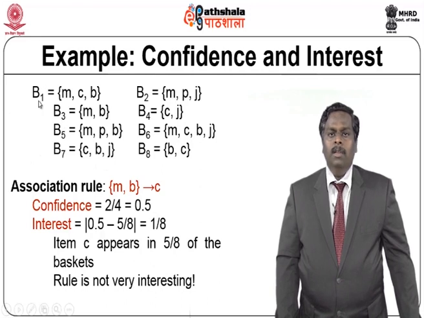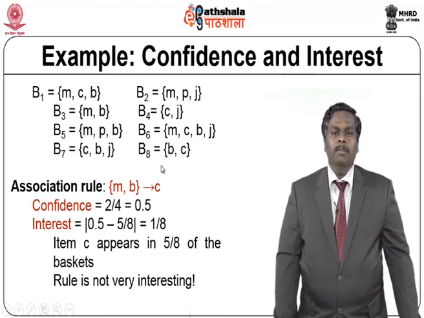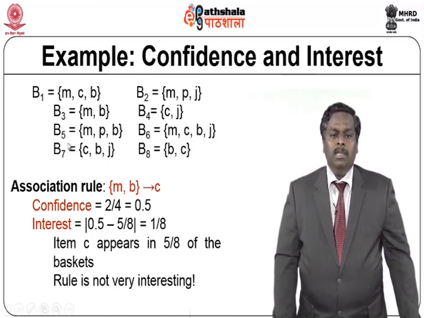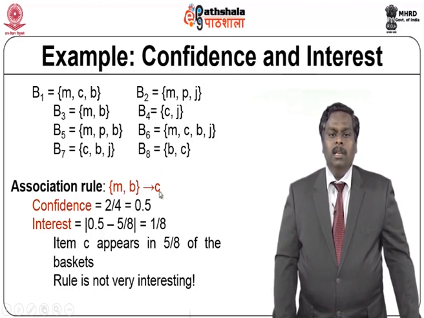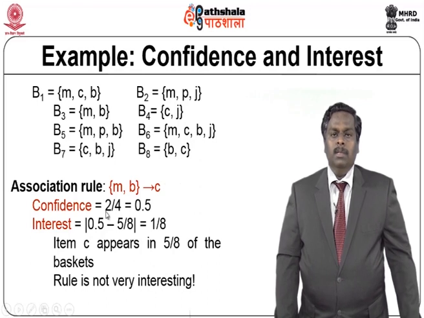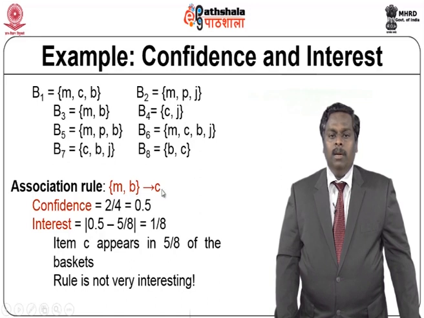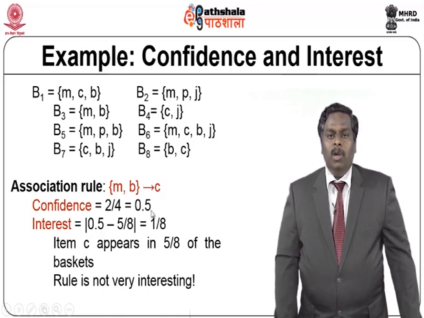Here we have the same number of transactions B1 till B8, which we used earlier for identifying frequent 1 item sets and 2 item sets. From this, let us consider a rule M and B implies C, that is purchase of milk and bread implies Coke. Now, the confidence for the given rule is 2 divided by 4. 2 is the number of transactions in which items M, B and C have occurred together, divided by 4, the number of transactions with items M and B together, which is equal to 0.5.